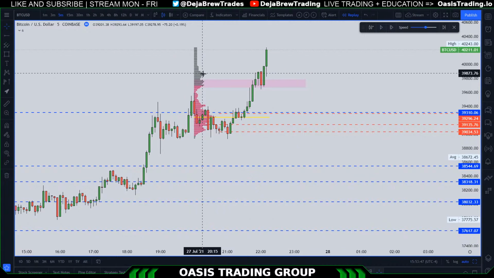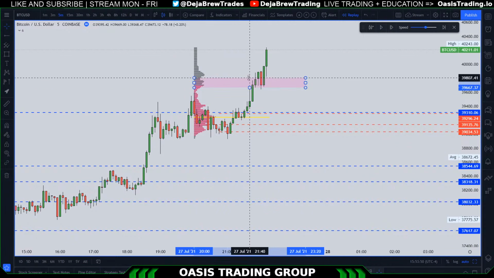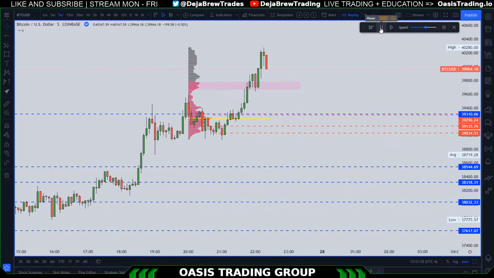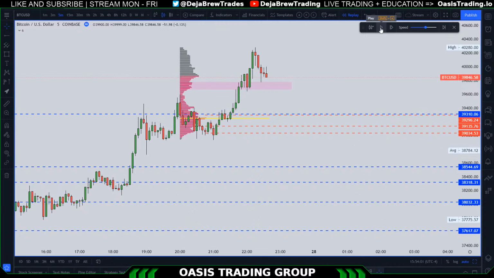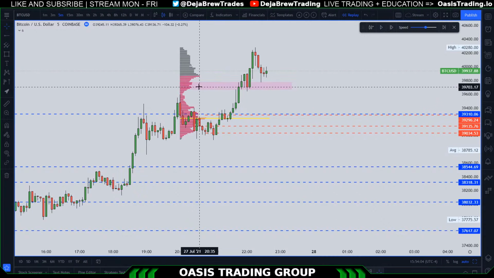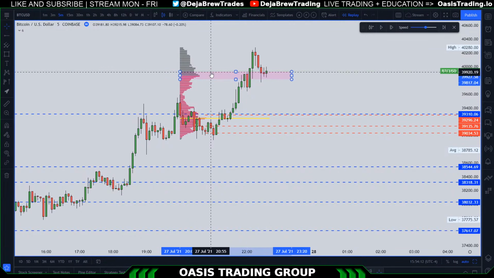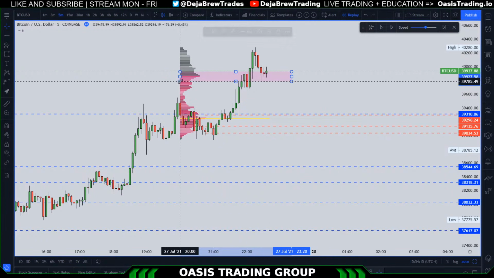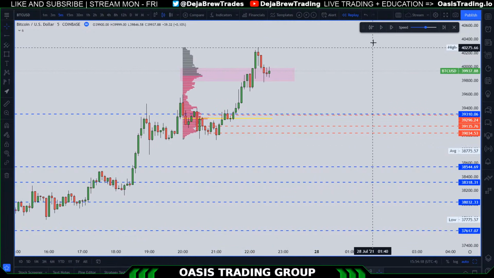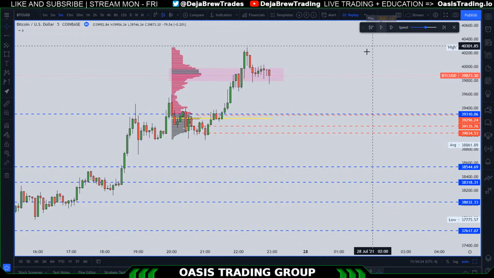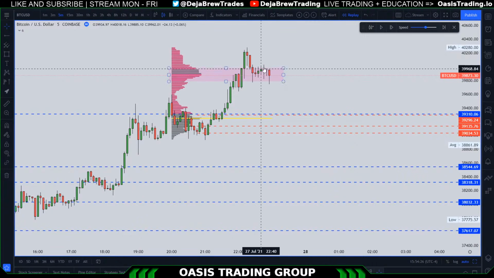We're also forming a little bit of a node up here as well. If we wanted to, we could make this bigger and encapsulate the entire node, but I'm going to keep it where we had it before. Okay, so once again, retesting the node as support. Now I'm going to move this because this node is becoming more relevant than this one. So we're going to move this and capture this node here.